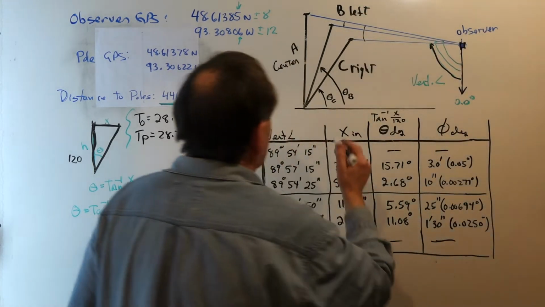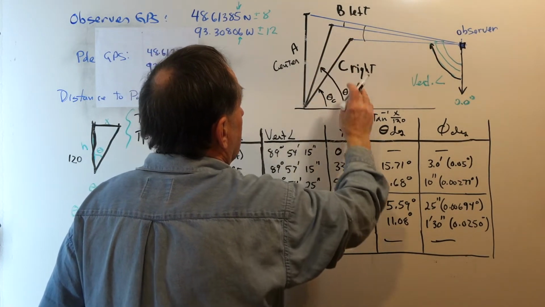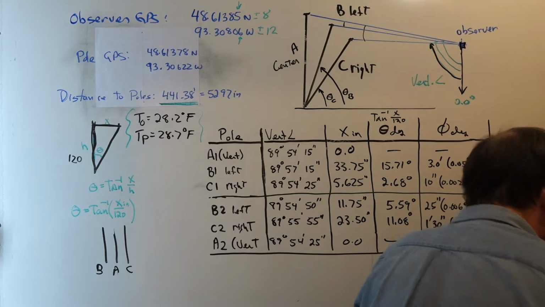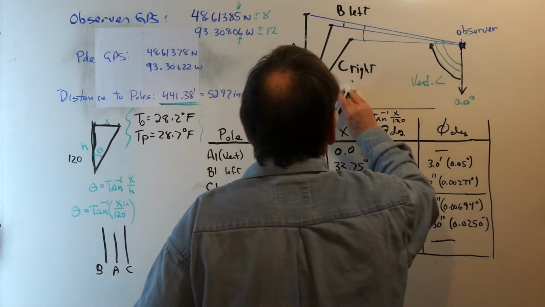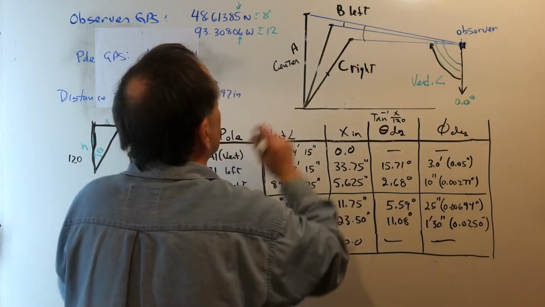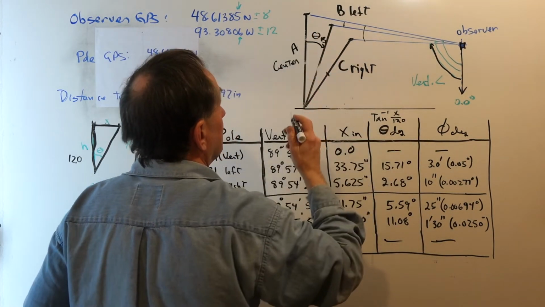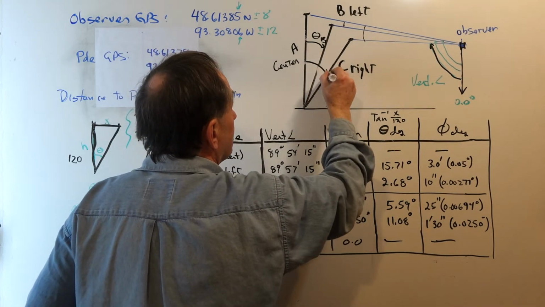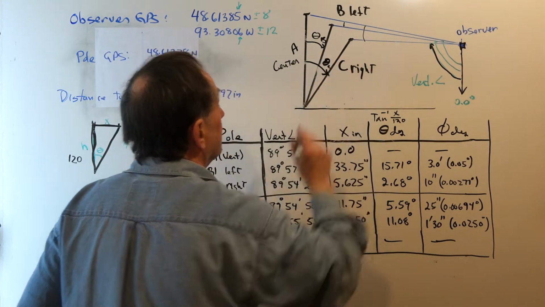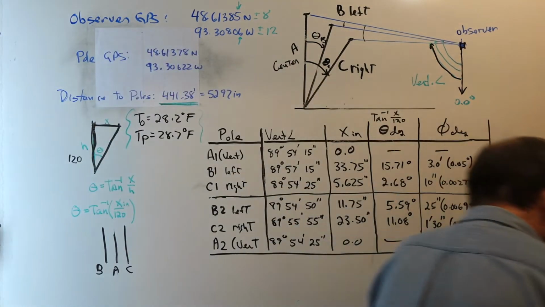Now, the tilt angles, we have theta B is the tilt, well, that's not quite right. These angles aren't measured that way. Theta B is this angle. This is the tilt angle of pole B. And theta C is that angle for the tilt from vertical.